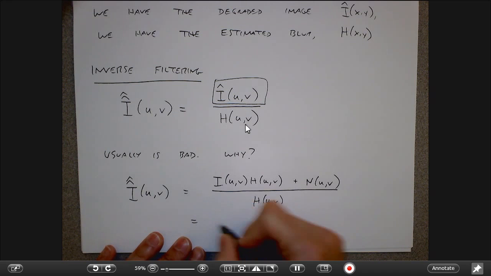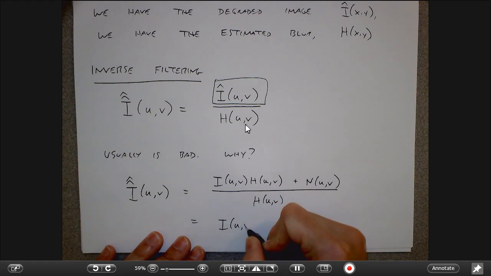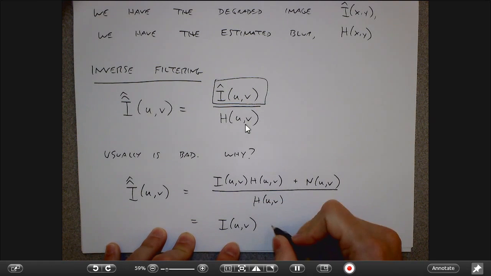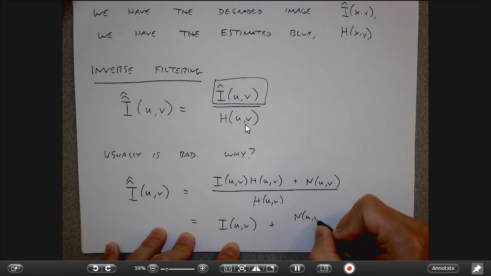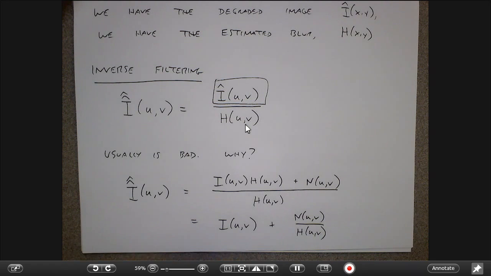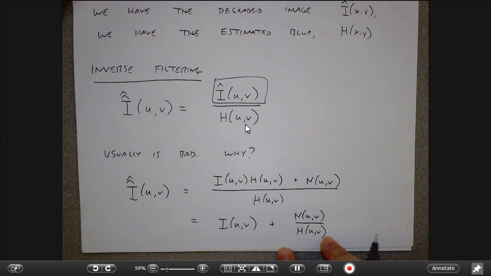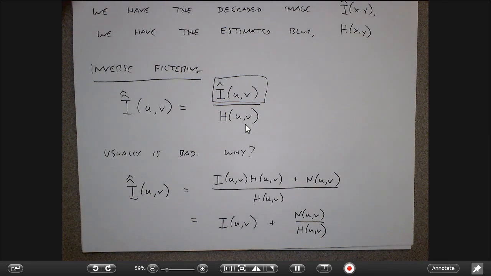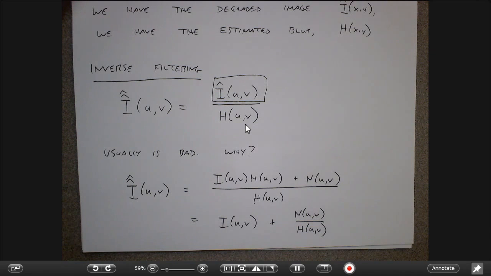And so the noise is what's going to cause a big problem, right? So when I undo this, sure, in theory, I get the original image, but I also get the noise over this H. And the problem is that, for example, if this H here is very small for some parts of the frequency domain, then 1 over that very small number is going to blow up to infinity, right?